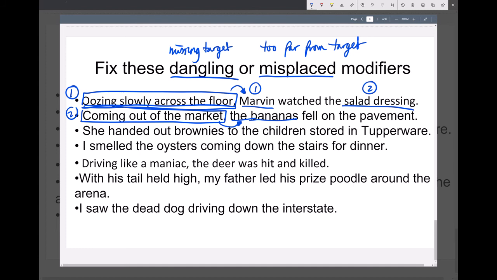So instead of saying the bananas, let's just draw 3 bananas, and they were coming out of the market, and they fell. Bloop. They fell down. So instead, it's probably people that dropped the bananas while they were coming out of the market. So we have to change this one a little bit.